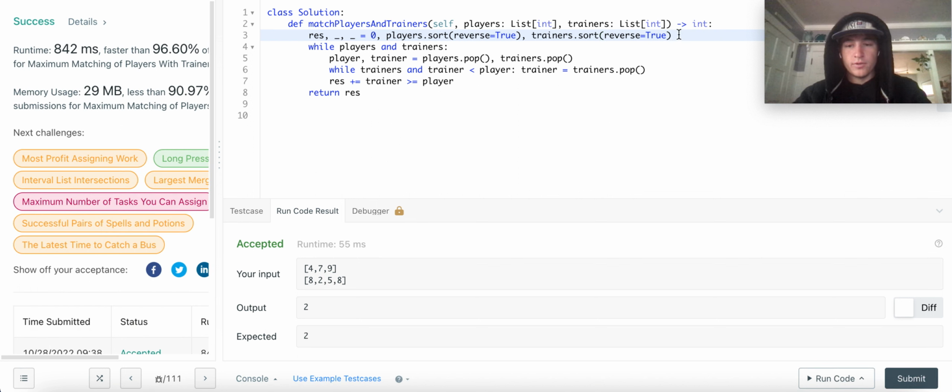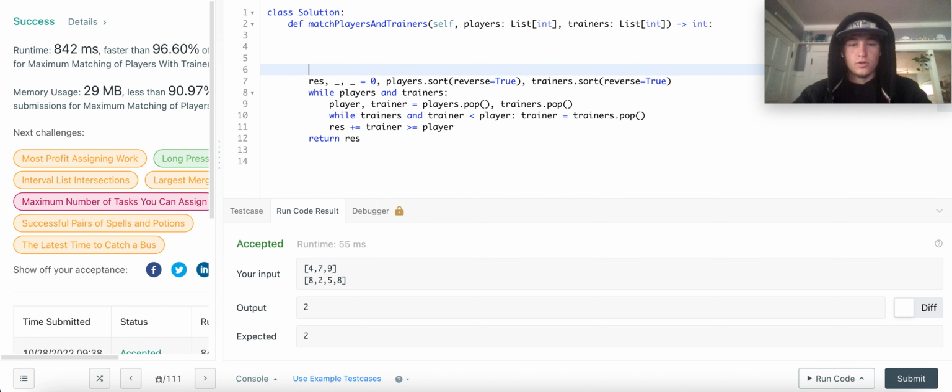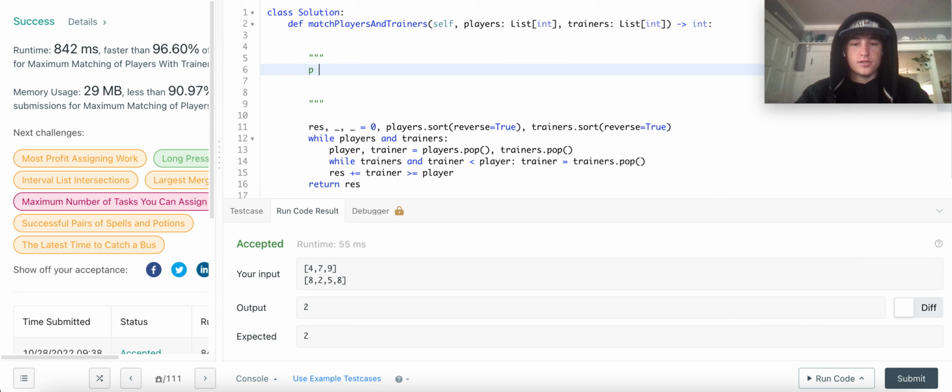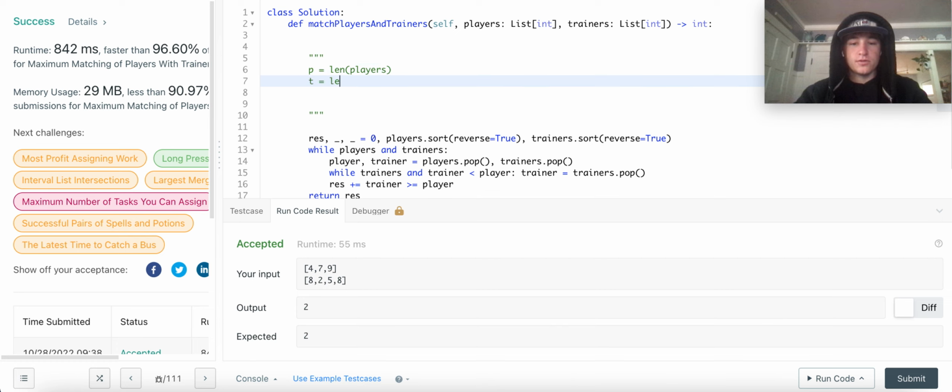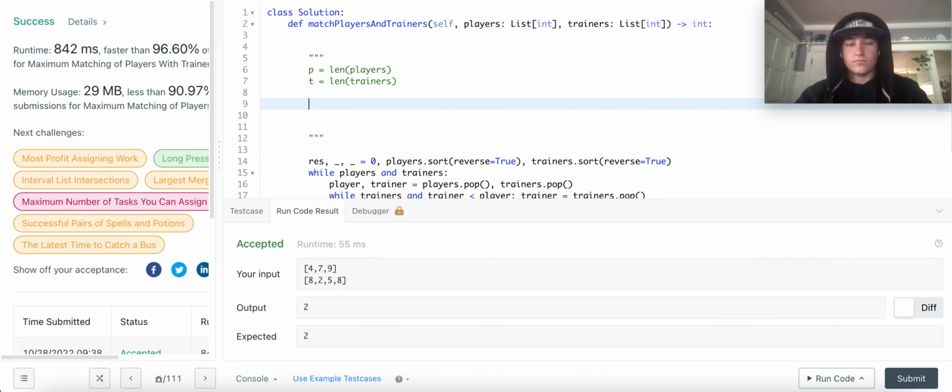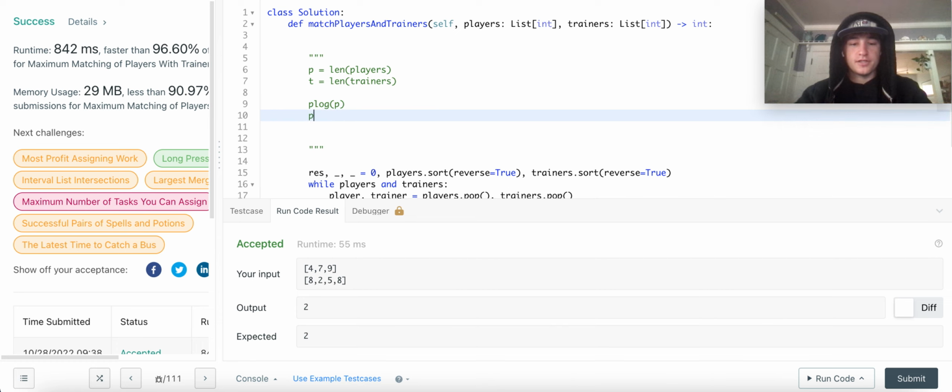All right, cool. And then what's the runtime of this? Well, we'll call P, say, let's just make this a big comment. Okay, so P equals the length of players. And we'll say T equals the length of trainers. To sort players, that's P log P time. To sort trainers, that's T log T time.